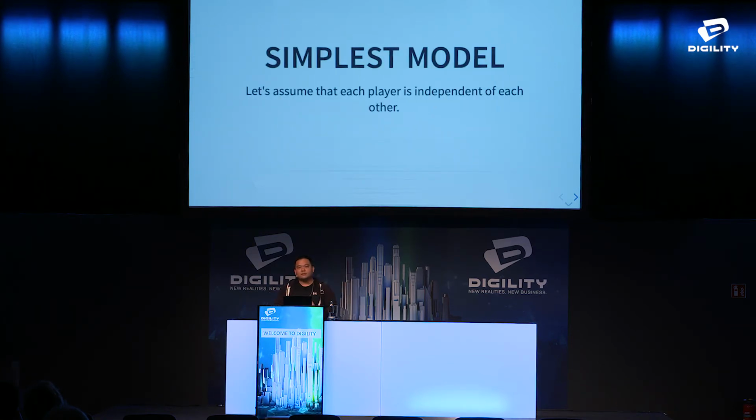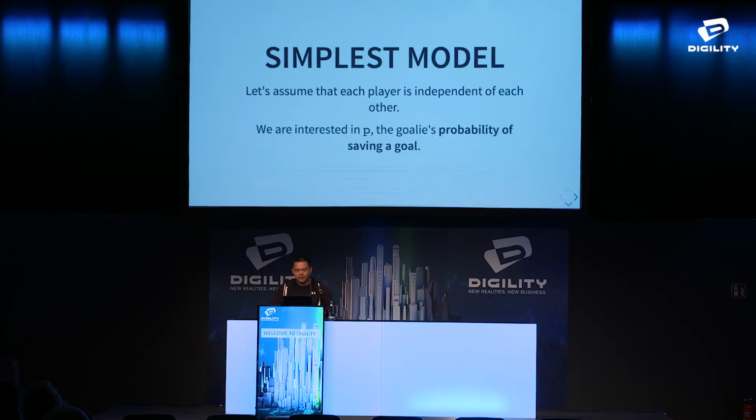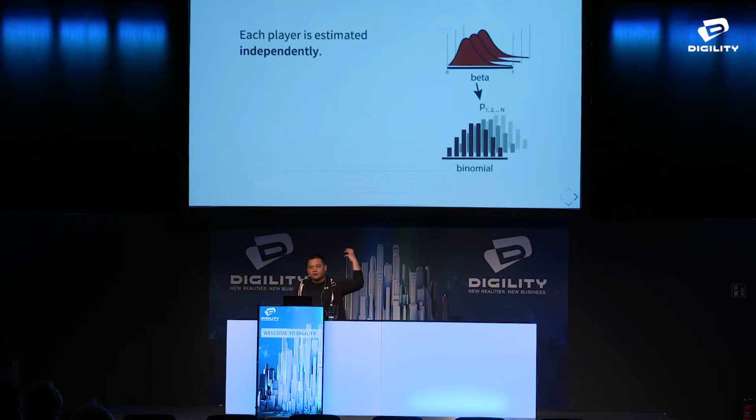So let's start with a very simple, naive model. Let's assume that every player is independent of one another. There's no relationship between the players whatsoever. And we want to model P, which is the goalie's probability of saving a goal. And each value of P is independent from one another. We might draw a picture that looks like this. There are a number of players going into the background of the screen.